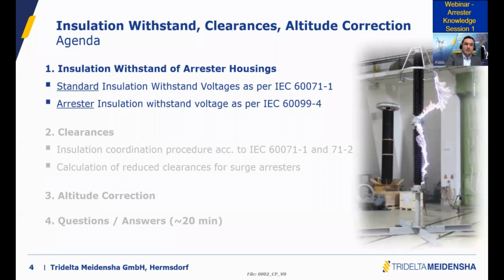So the first topic: we will start with installation withstand on arrester housing. First, we have a look at the IEC 671-1, which is the standard installation for high voltage equipment. Then we will focus on the difference with surge arresters, based on the IEC 699-4.